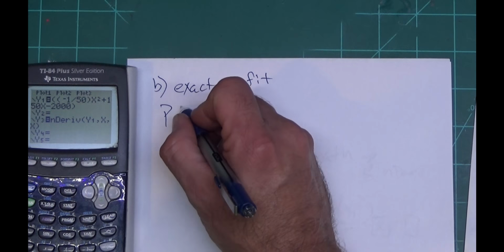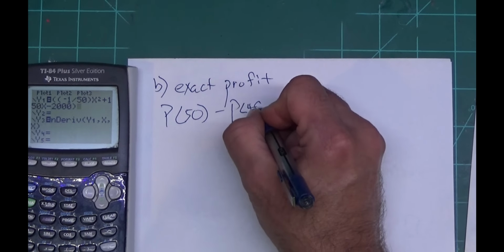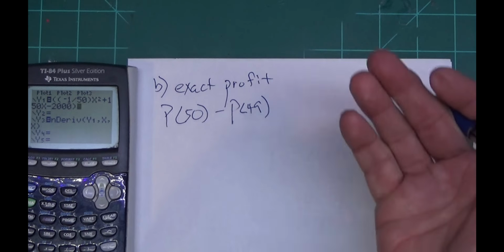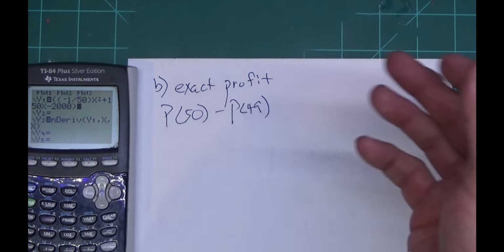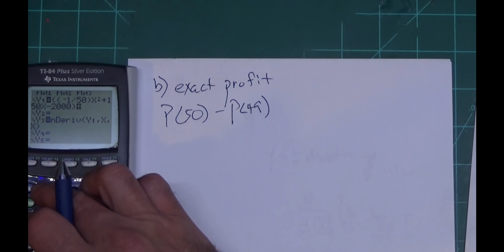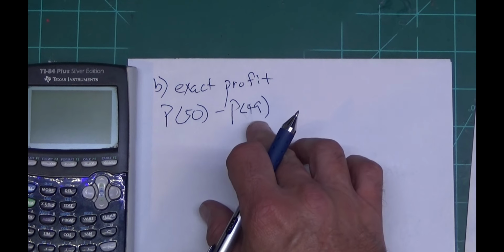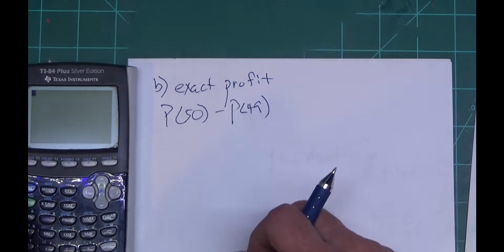Well, the way we do that is we do P of 50 minus P of 49. You plug in 50, that gives you the profit for all 50 items. You plug in 49, that gives you the profit for all 49 items. So that will give me 50 minus 49, or isolate the 50th item.